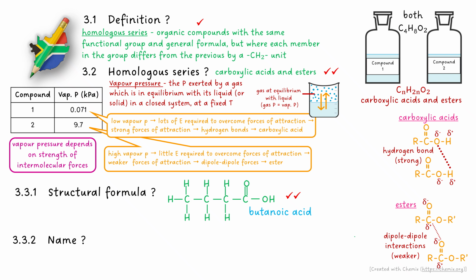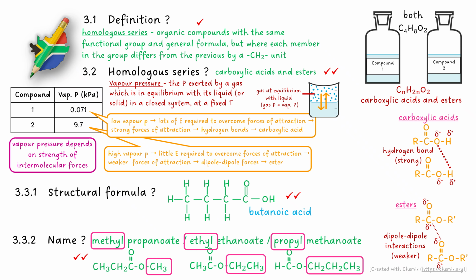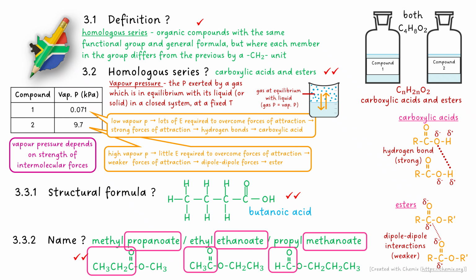Then we must give the name of the second compound. We know it is an ester with 4 carbon atoms, and there are a few possible options. Methyl propanoate, or ethyl ethanoate, or propyl methanoate. The first part of the name ending in -yl refers to the substituent bonded to the ester oxygen, which does not contain a carbonyl group, and the second part of the name refers to the portion of the molecule which contains a carbonyl group.